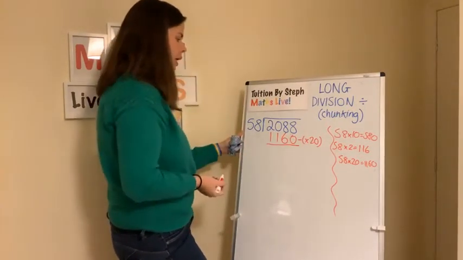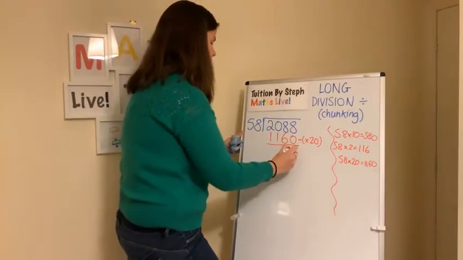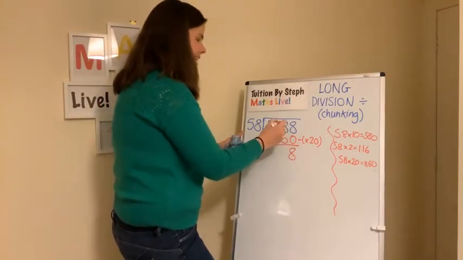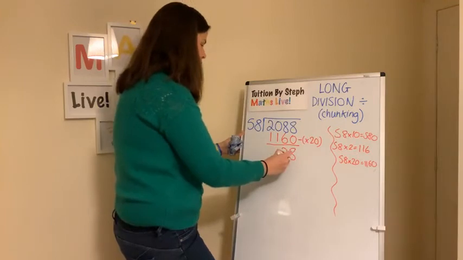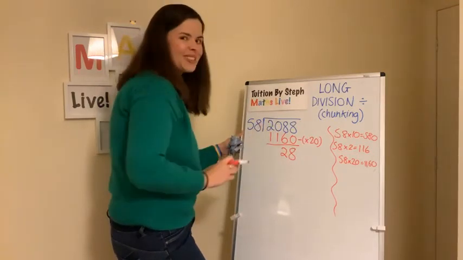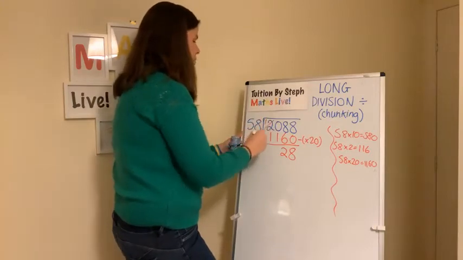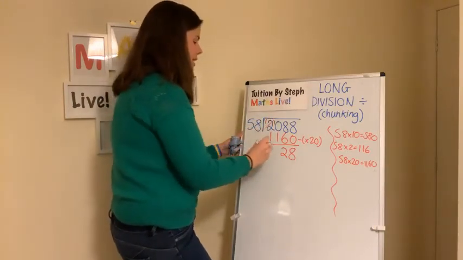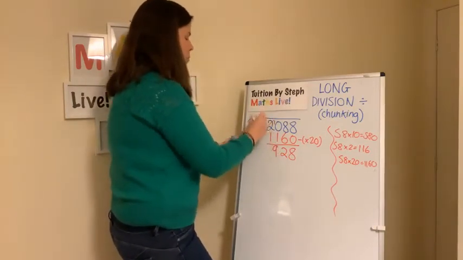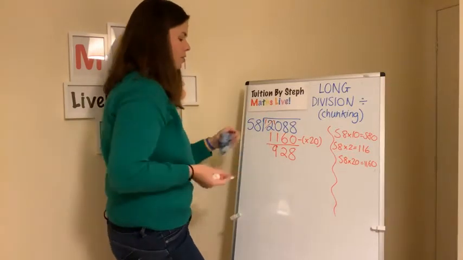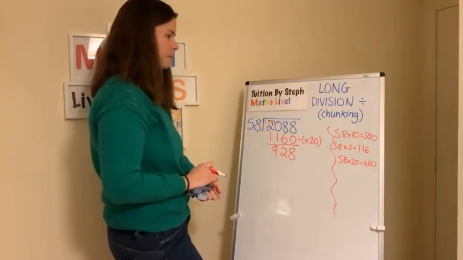Okay, let's start. 8 take away 0 is 8. 8 take away 6 is 2. 0 take away 1 you can't do. So we go next door. Make it 1 less. So it's 10 take away 1, which is 9. And 1 take away 1, which is 0. So we're left with 928.